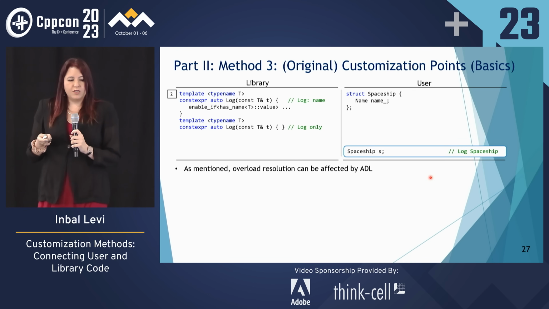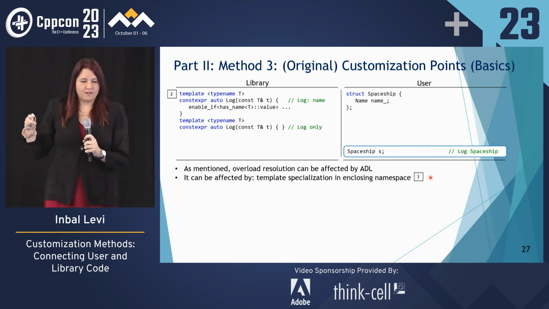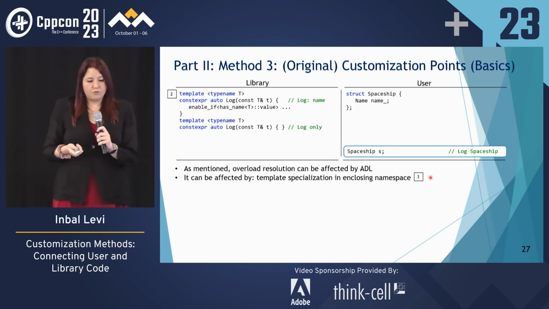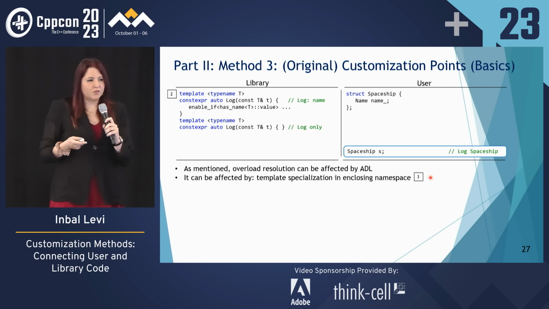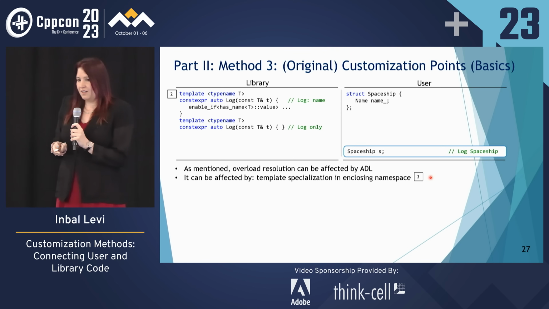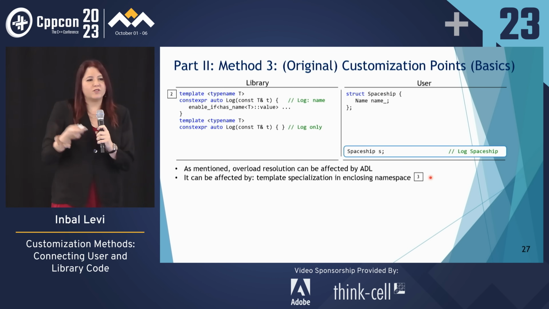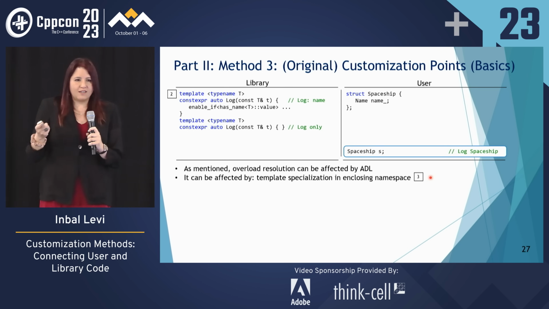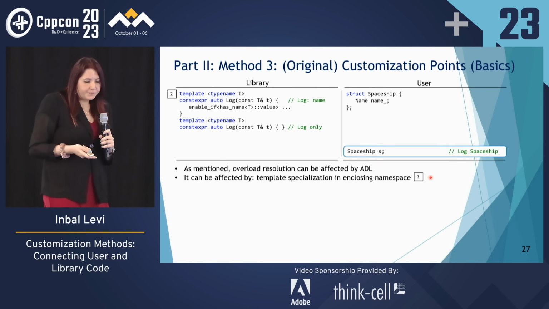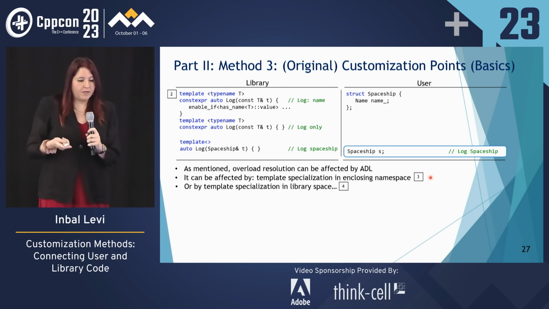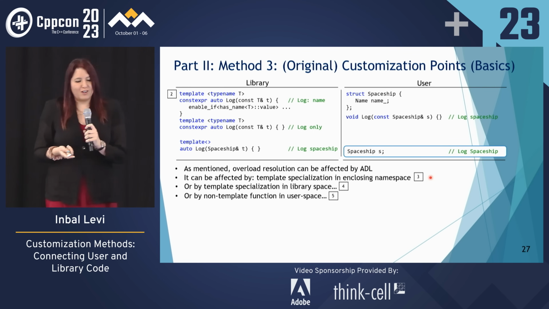And as I mentioned, we don't only have to implement things in the external namespace. We can also do this by ADL. We're going to talk soon about this, but there are a lot of things that can actually affect the overload resolution process. And I think this is a major downside of using ADL to design your library, because it can be very challenging both for the users and the people that write the library. It's basically determined by the compiler, and it's open to a lot of issues. So we can affect overload resolution by ADL, or by template specialization in the enclosing namespace, or by template specialization in the library namespace, or by a non-template function in user space.